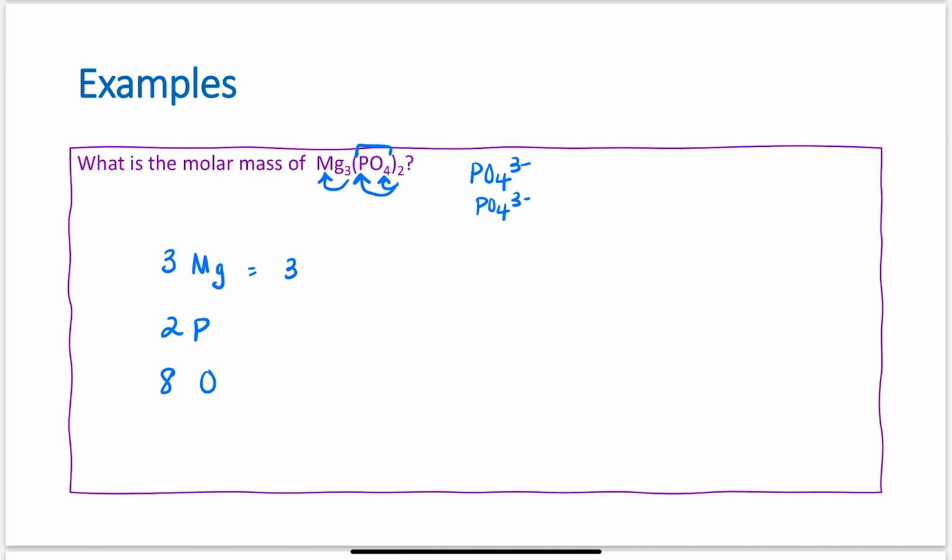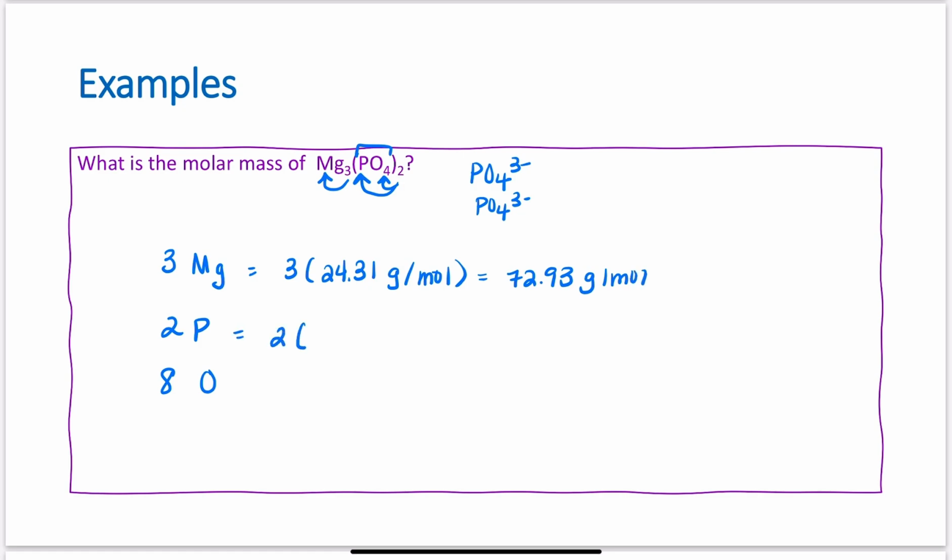So 3 magnesium. I look up magnesium on the table and I see it has an atomic weight of 24.31, which means its molar mass is 24.31 grams per mole. When I multiply that out, I get 72.93 grams per mole for just the magnesiums.